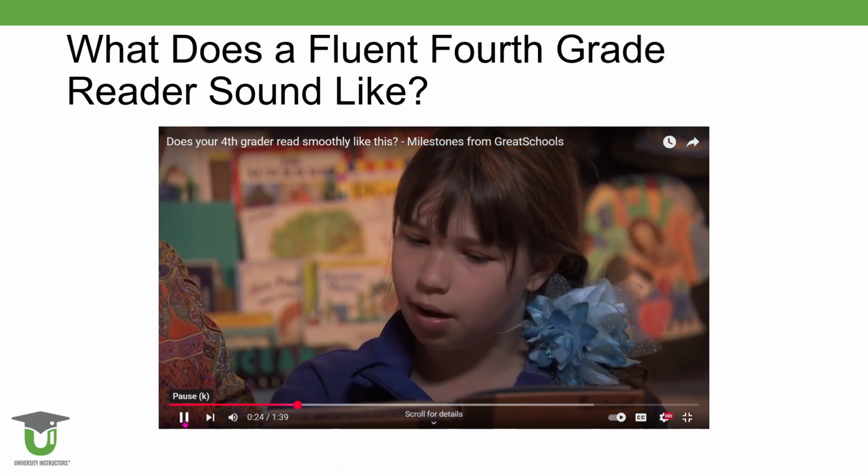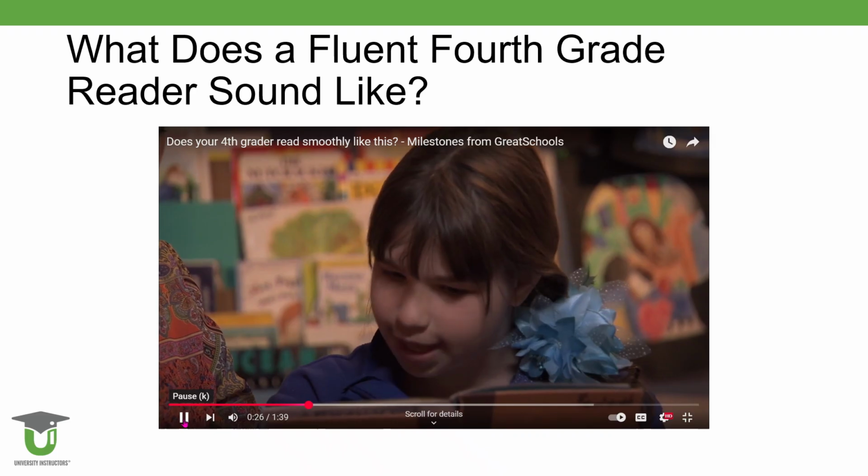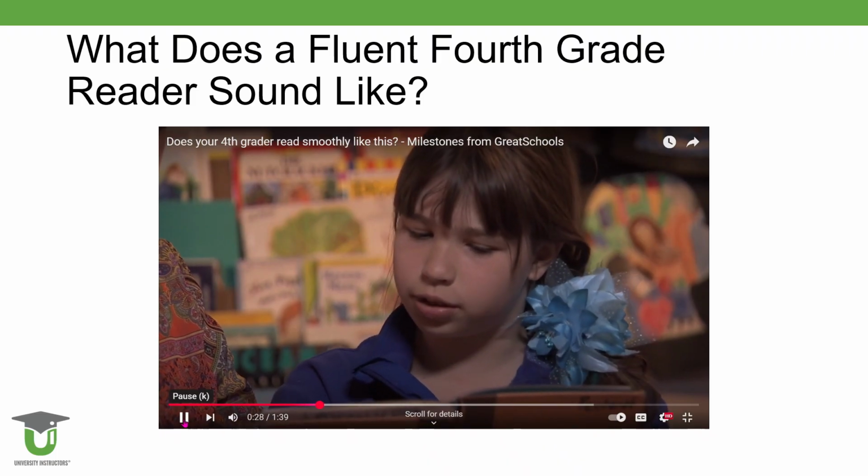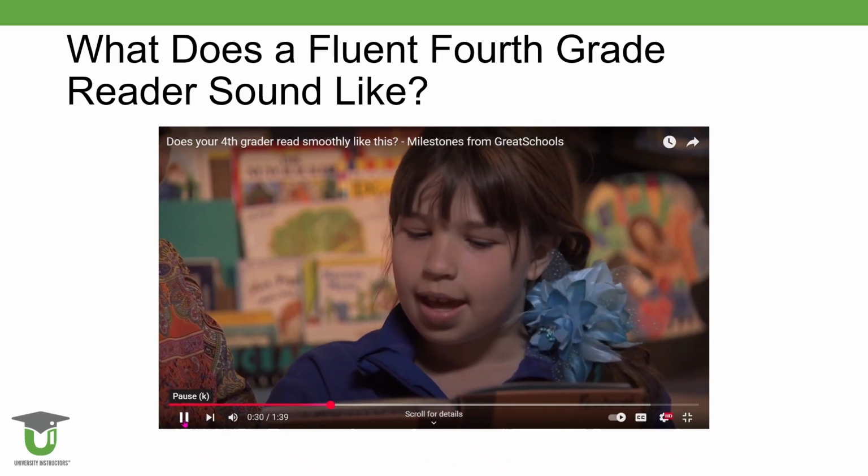You'll probably see them correct themselves as they read, or needing help with pronunciation. Each kid will sound a little differently as they read.